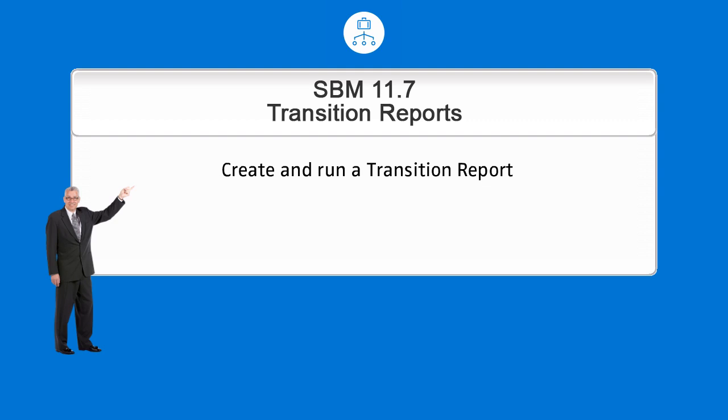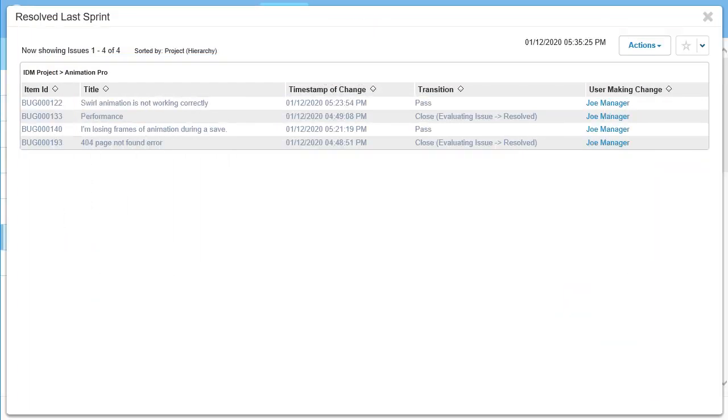In this video, we will look at the new transition report type that has been introduced in SBM 11.7. The transition report displays a list of items that have gone through specific transitions in a specified time period. You can further limit this report based on who performed the transitions.